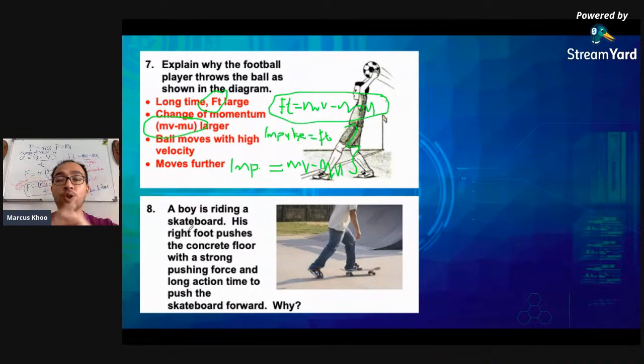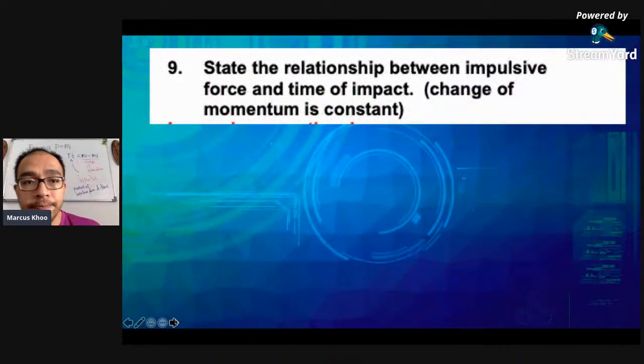The point about impulse is you want the big change in momentum. Big change in momentum, ball goes further, skateboard goes further. Small change in momentum, ball jatuh di depan kamu saja, or the skateboard just lands a few centimeters away from you. So depending on the situation, sometimes we want small impulse, sometimes we want big impulse or big change in momentum. All right.